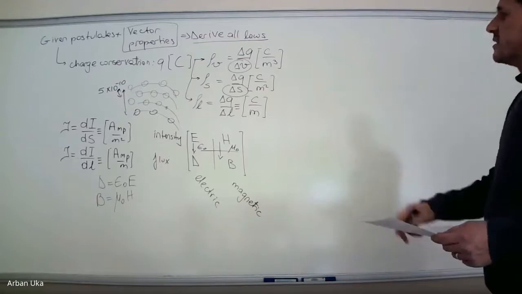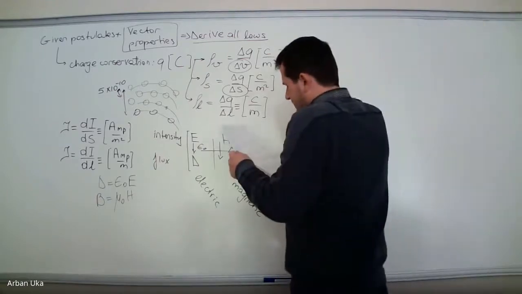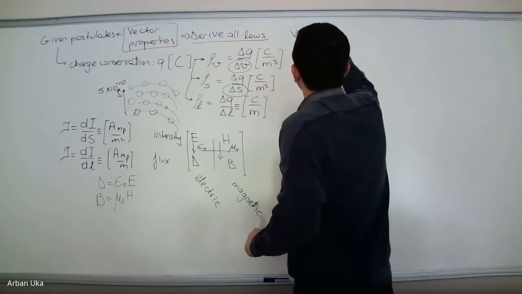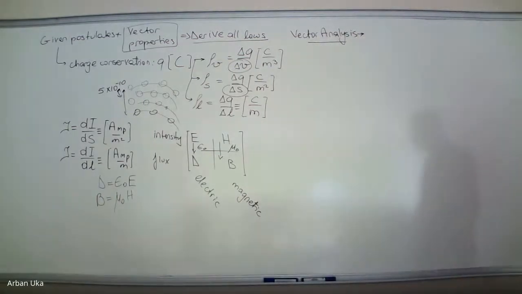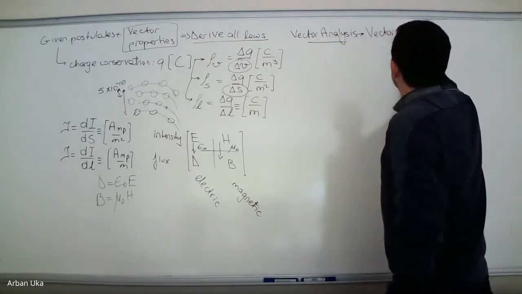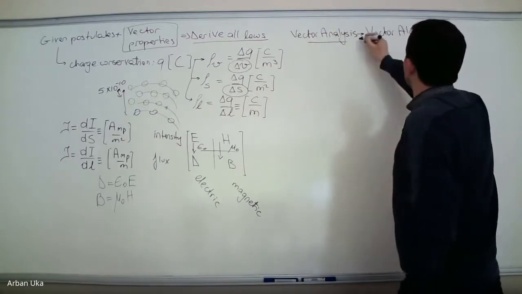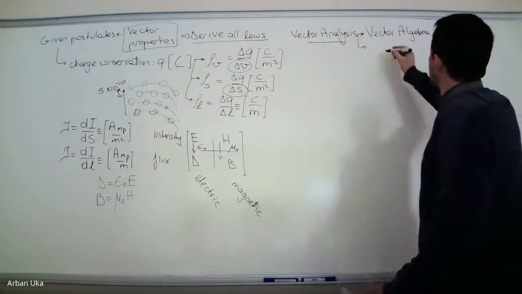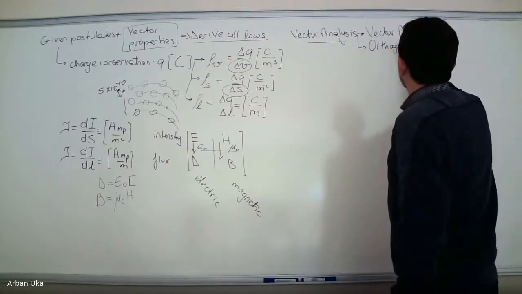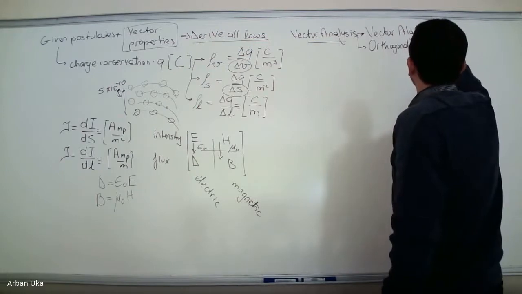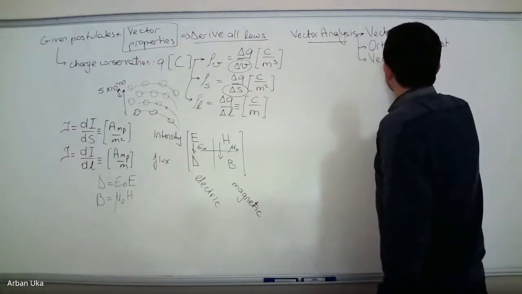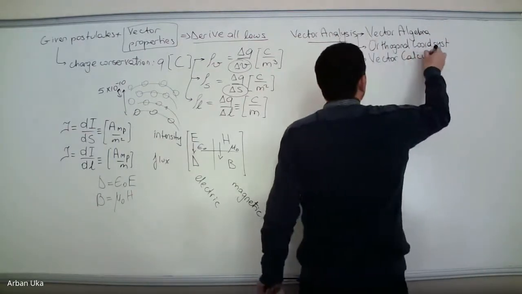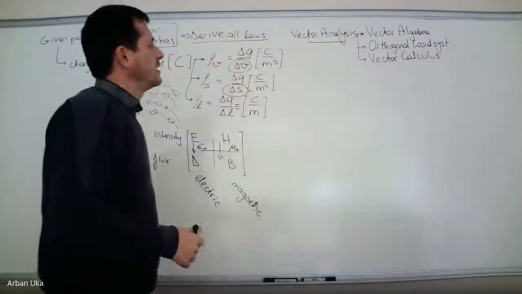Now, immediately after this discussion of these topics, we have to talk about vector analysis. And regarding vector analysis, we can separate our discussion. We talk about vector algebra. This is vector algebra. Then we can talk about the orthogonal coordinate systems. Orthogonal coordinate system. And then finally, we talk about vector calculus. So this is what we're going to discuss in the next minutes.